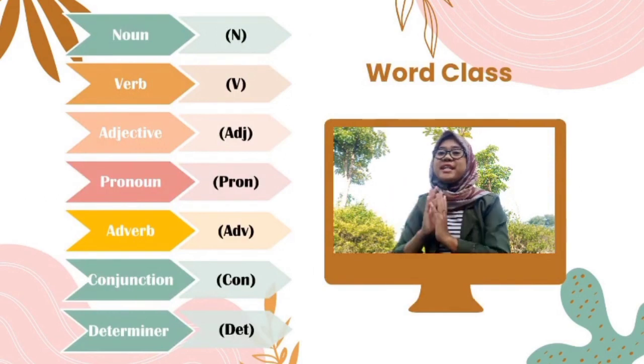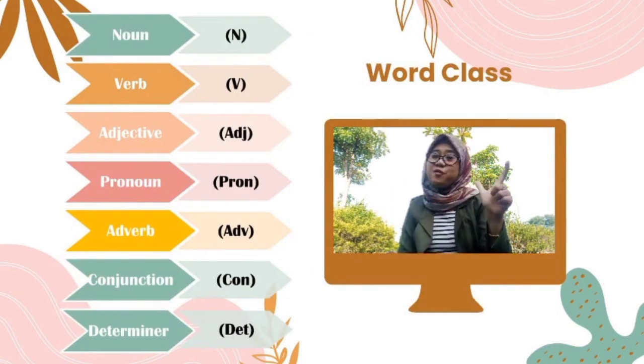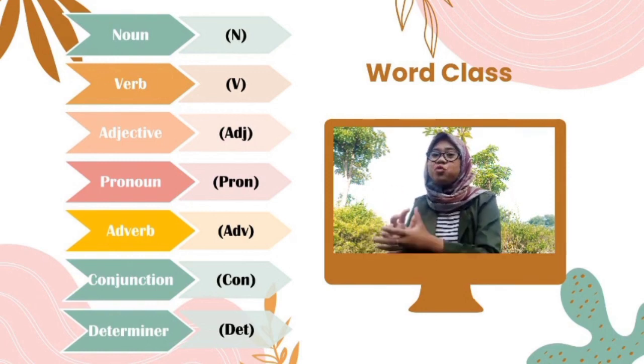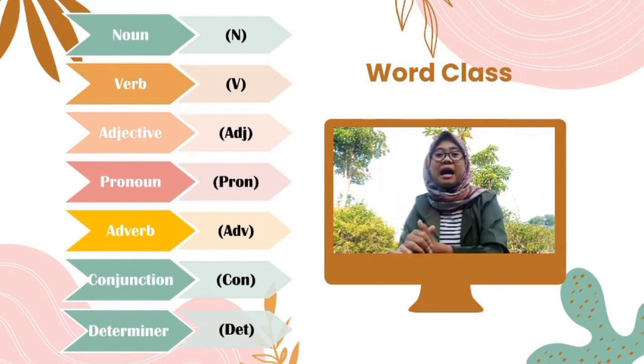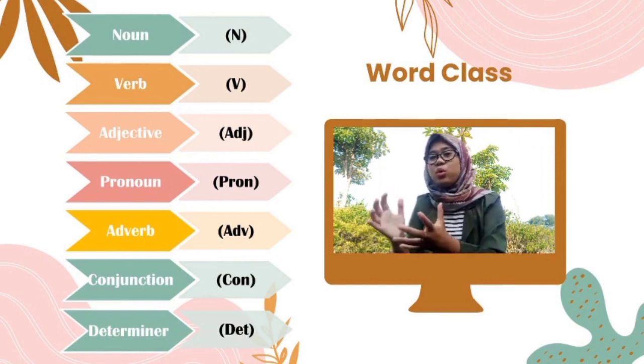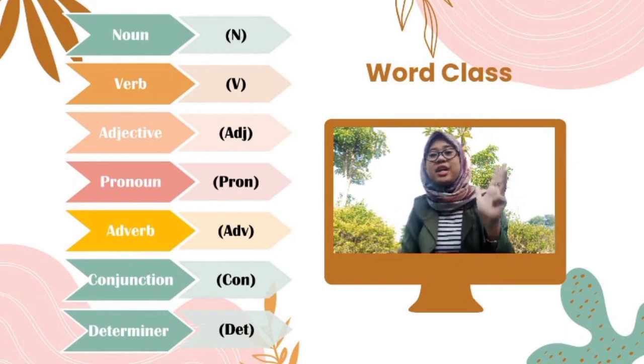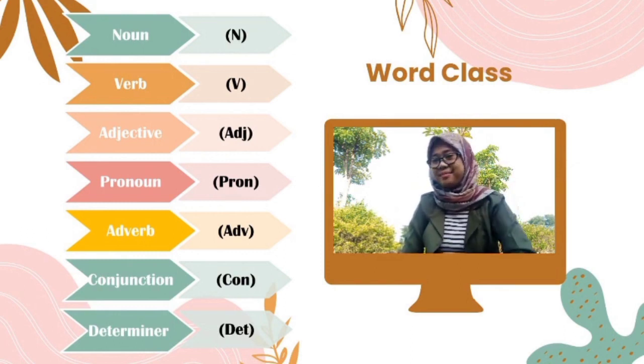The first is word class. English has four major word classes: nouns, verbs, adjectives, and adverbs. They have thousands of members, and new nouns, verbs, adjectives, and adverbs are often created. The other word classes include prepositions, pronouns, determiners, conjunctions, and interjections.